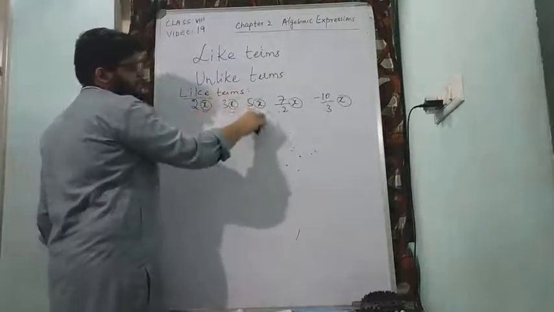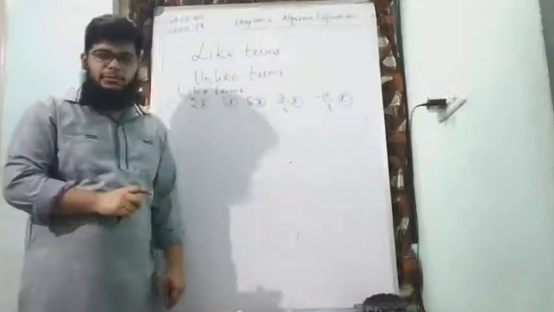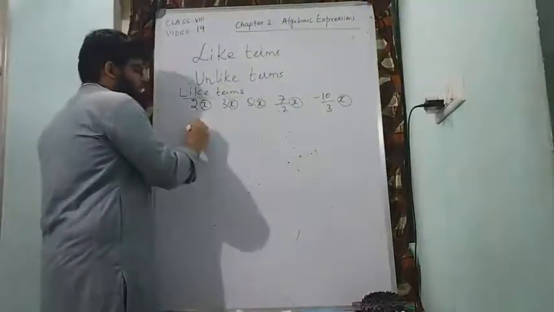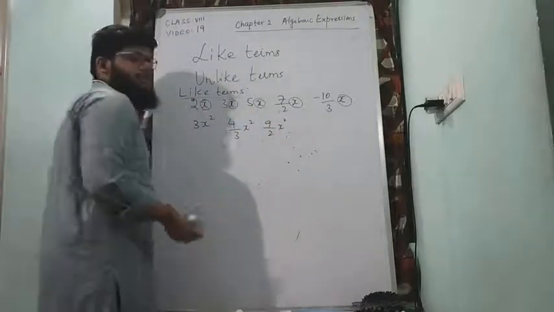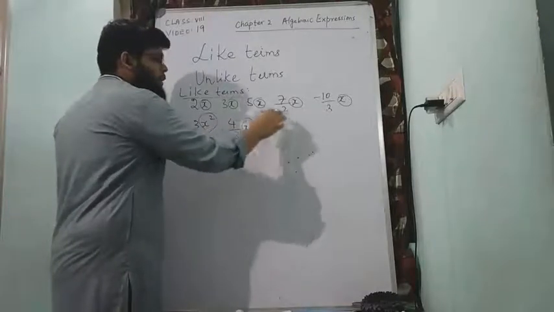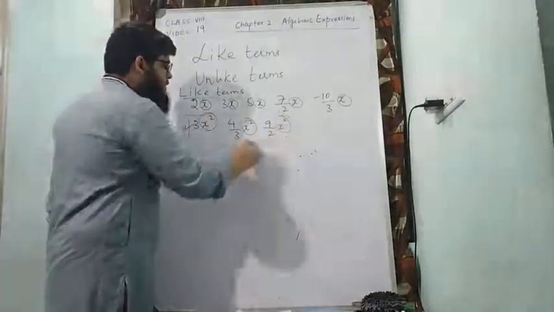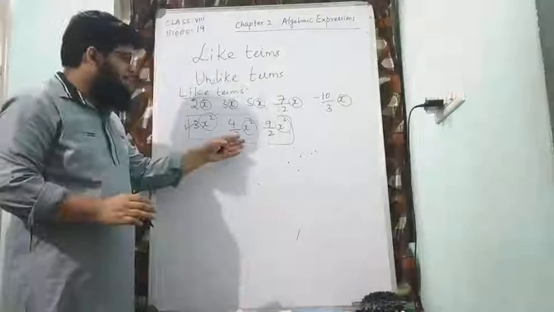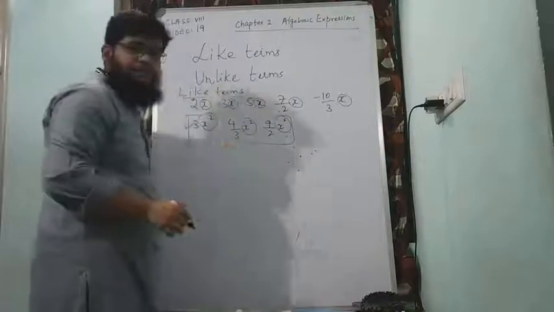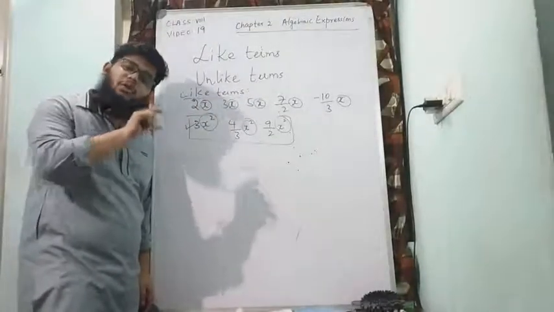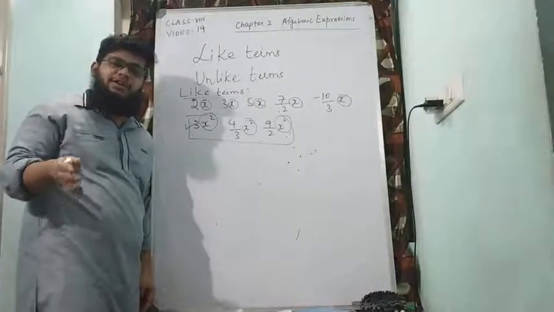That means 2x, 3x, 5x, 7 by 2x, minus 10 by 3x, all will come under a category called like terms. Or if I have 3x square, 4 by 3x square, 9 by 2x square, here also x square and x square are all the same. That's why this will be one more group of like terms. So these three are like terms, and here all these five are like terms. Like terms means all the terms should have the same variables, and the opposite of that will be unlike terms. It means they have different variables.